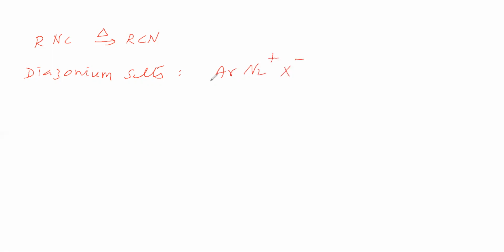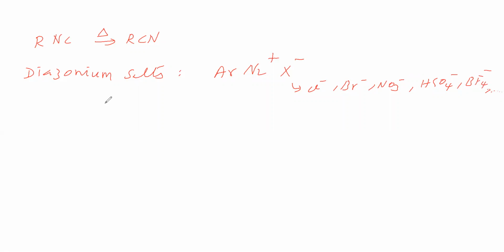In the aryl group, we can take a phenyl ring. We can take an ortho substituted phenyl ring, meta substituted, para substituted. Like this we can take. Okay, aryl group in the sense. In the place of X minus, what are the things we can take? Cl minus, Br minus, NO3 minus, HSO4 minus, BF4 minus. Like this we can take.